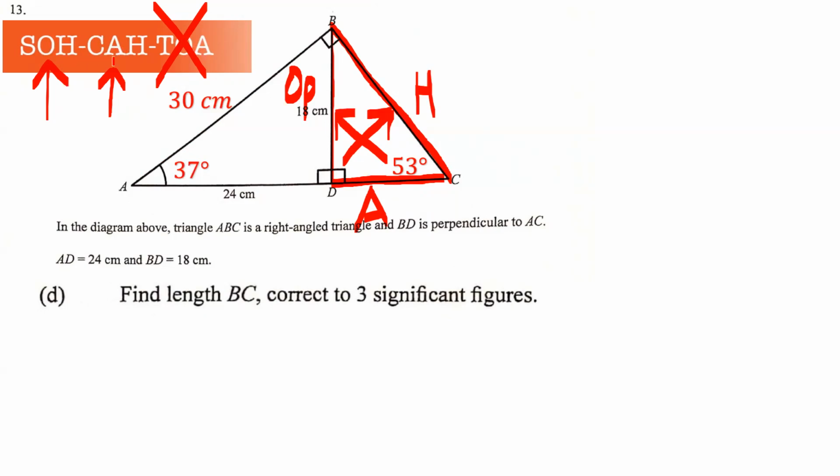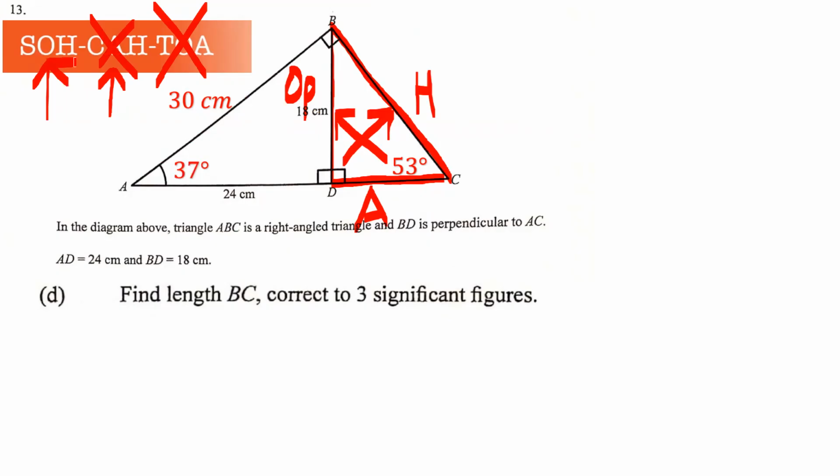Which one are we going to choose? Well, do we know the adjacent side? No, we don't know the adjacent side. So we can't use cosine either, because we don't know the adjacent side. So the only thing we could use is sine, because we know the opposite. The opposite is 18 centimeters, and we're trying to find the hypotenuse. So we could use sine.